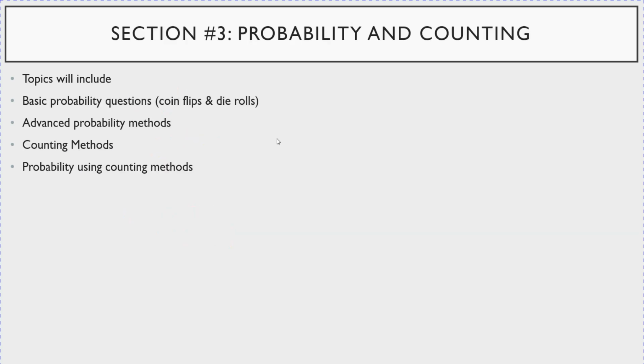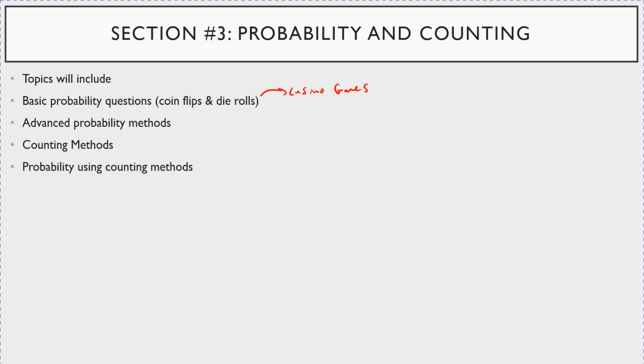All right, then we're going to get into probability and counting. And this is probably going to be our longest section, actually. And there's going to be a ton of topics. We're going to start with real basic probability questions first, like coin flips and die rolls. We'll even work a lot of casino games. I'll talk about the game of craps, and we'll even talk about roulette a little bit. Then we'll get into advanced probability methods.